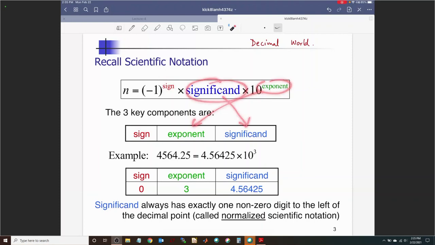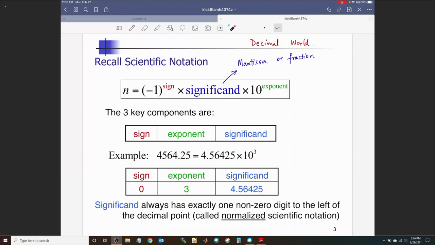Now, significant, you can call this in a couple of different names. So one way to call this is mantissa. And some part of the significand is also called the fraction. And we'll talk about when it is fraction and how is fraction different from significand in a little bit.